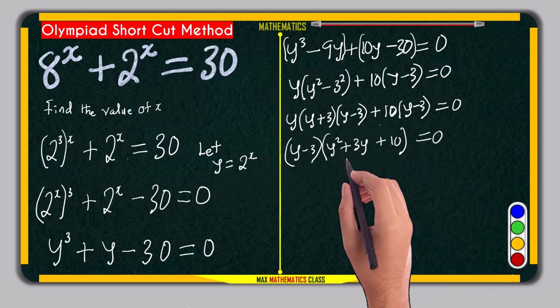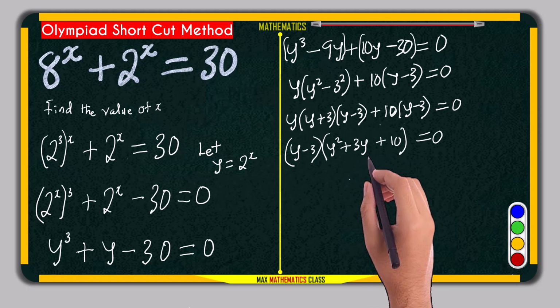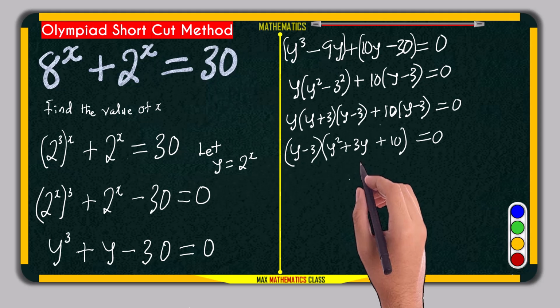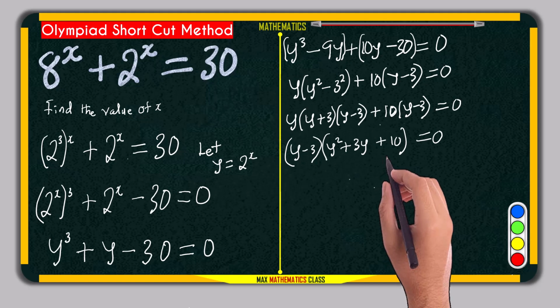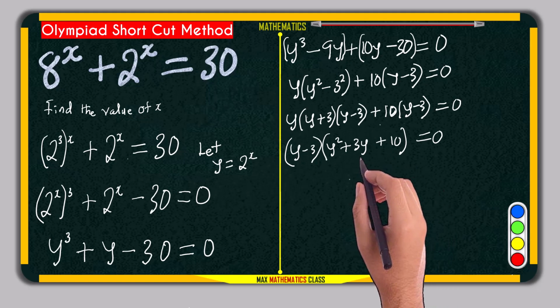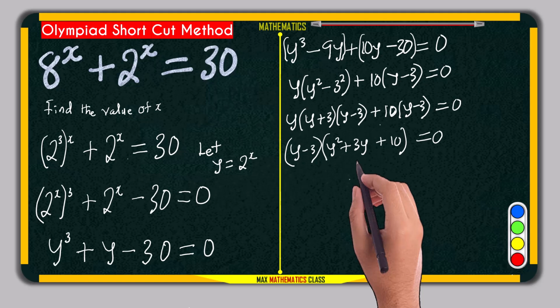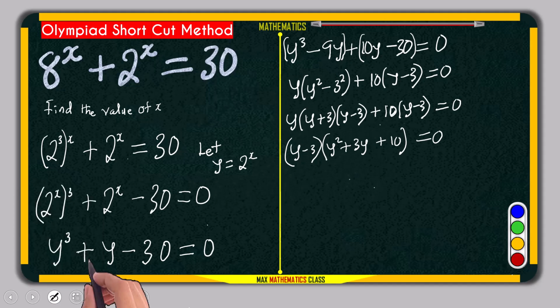So we have y squared plus 3y plus 10. Now this will form another quadratic equation. Ordinarily, this is not factorizable because we can't get two factors of 10 whose sum will give us plus 3y. So before we apply the quadratic formula, we need to test if this has a complex root. We know the nature of the quadratic root.